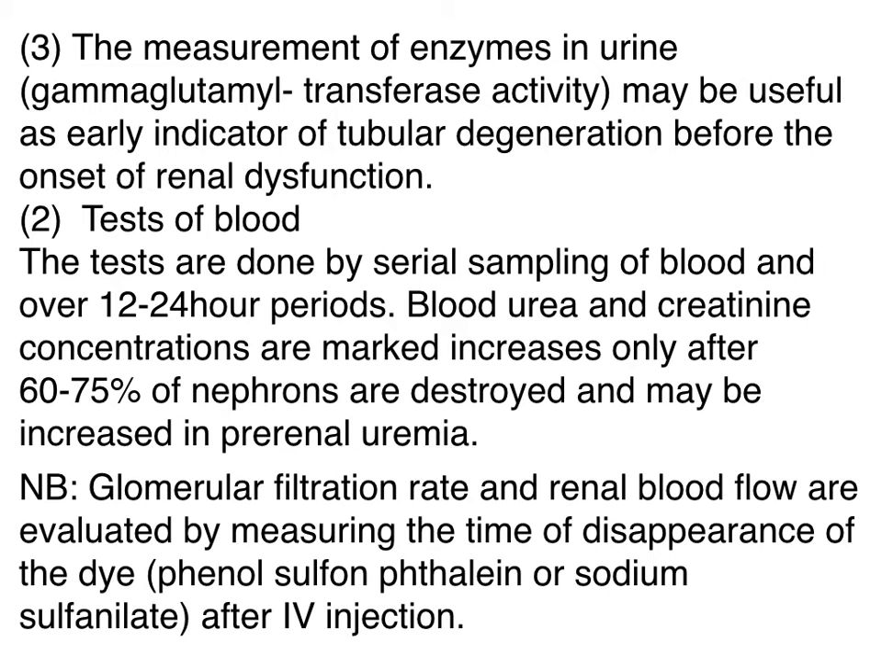Tests of blood ناخذ فحوصات من الدم. The tests are done by serial sampling of blood over 24 hours or 12 hours period. Blood urea and creatinine concentration are marked increase only after 60 إلى 70% of nephron are destroyed and may be increase in prerenal uremia. Glomerular filtration rate and renal blood flow are evaluated by measuring the time of disappearance of the diphenol sulfone ethylene or sodium sulfonate after injection.